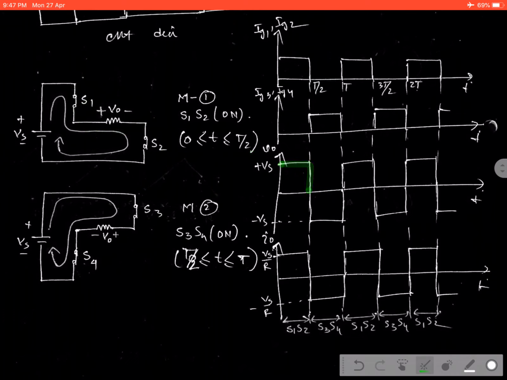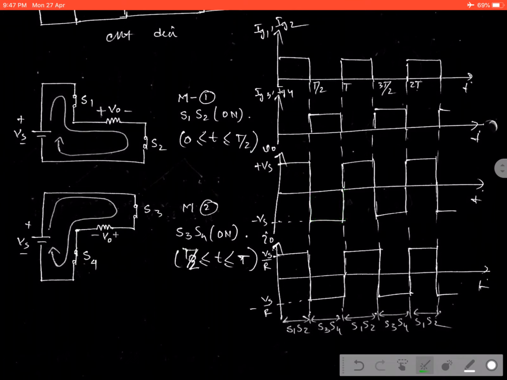In the next mode operation, S1 and S2 stop conducting and S3 and S4 become on, then the direction of the current is given in this circuit. Now the polarity of the voltage is opposite with respect to the previous one, as well as the direction of the current is opposite with respect to the previous one. That is why we can say the polarity of the voltage and the current is in the opposite direction. That is why during T by 2 to T, the direction of the voltage and current is opposite.